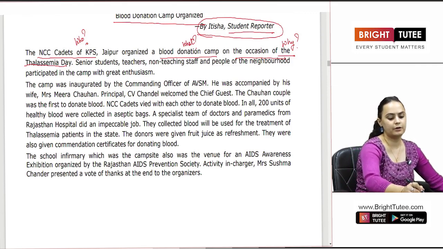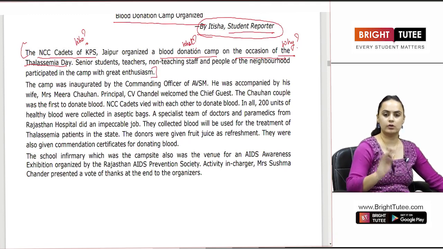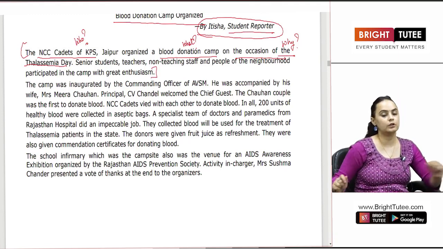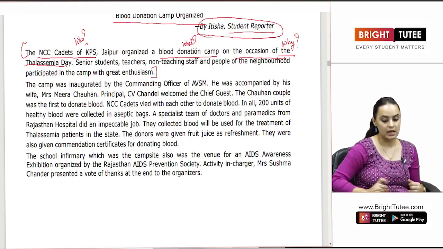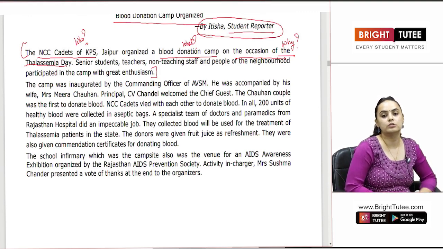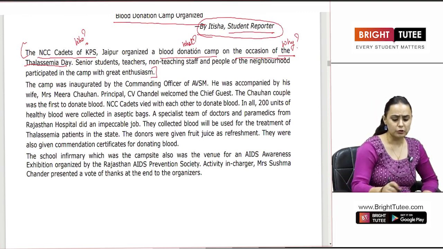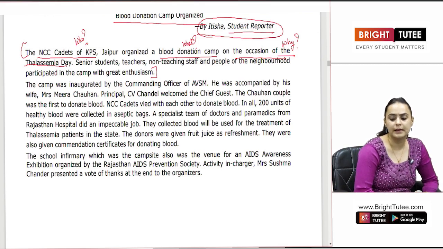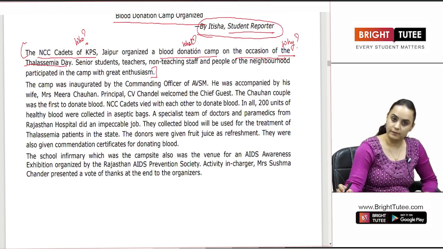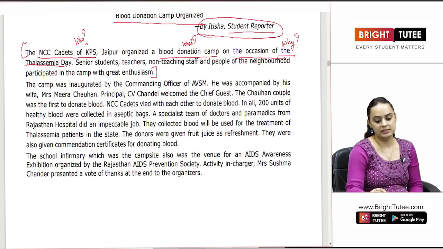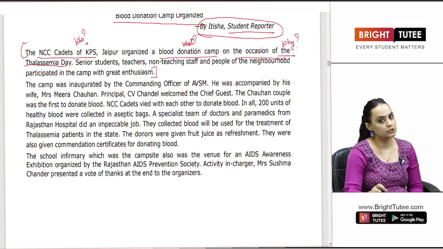So the first paragraph, as you can see, was very short, just in 3 lines. I have included all the relevant details. Second paragraph is to be written in detail. So the inauguration was done by the commanding officer. He was accompanied by his wife, whose name is Mrs. Meera Chauhan. Principal C.V. Chandel welcomed the chief guest.